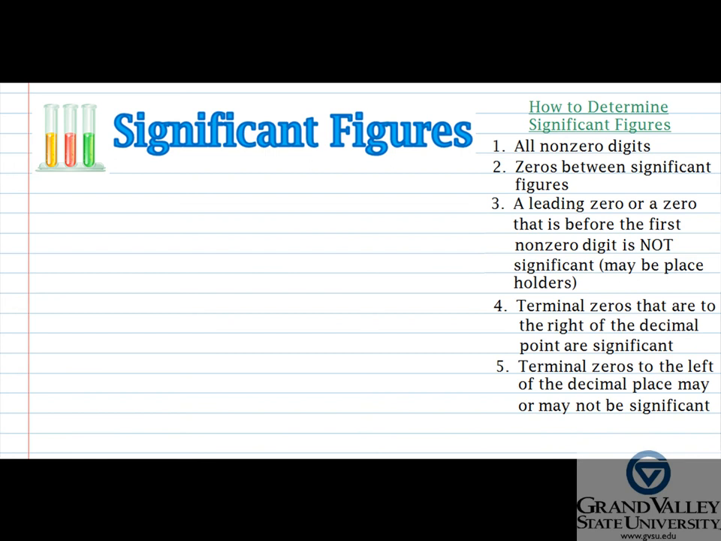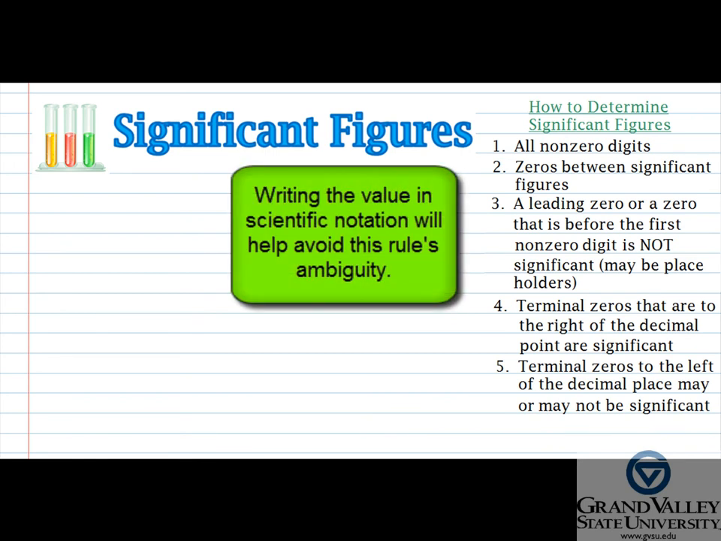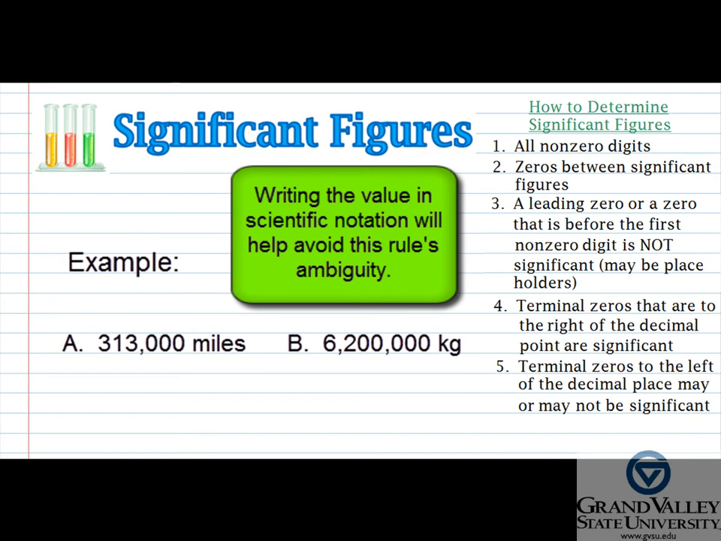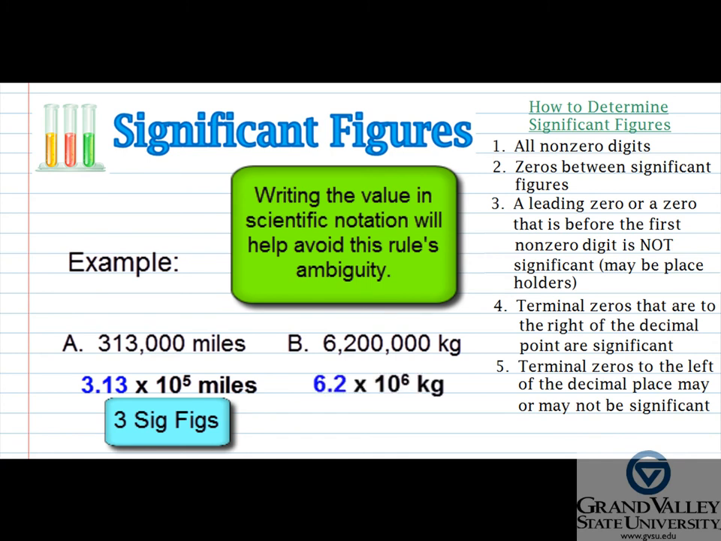Lastly, terminal zeros that are to the left or before the decimal place may or may not be significant. Writing the value in scientific notation will help avoid this rule's ambiguity. By writing 313,000 miles as 3.13 multiplied by 10 to the 5th miles, the scientific notation represents 3 significant figures. The next example shows 6,200,000 kilograms written as 6.2 multiplied by 10 to the 6 kilograms, which represents 2 significant figures.